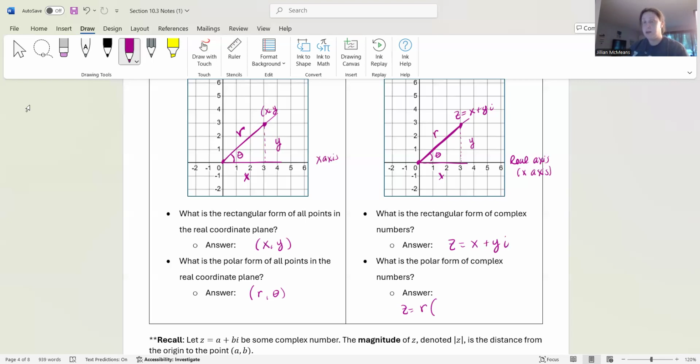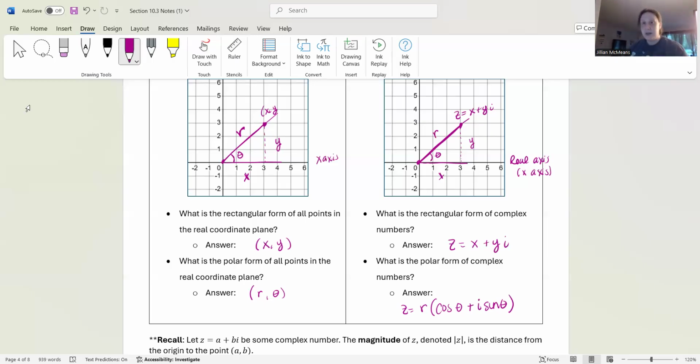Well, we can write x as cosine theta, and then we need sine of theta to be our y. And then just don't forget, a lot of times we put that i in front of the sine. We don't want it getting mixed up with the argument, okay?